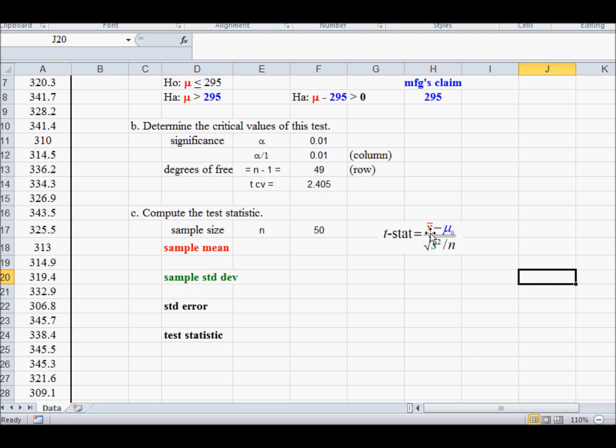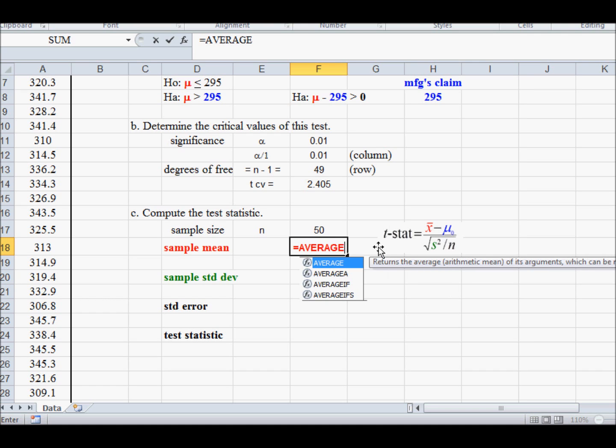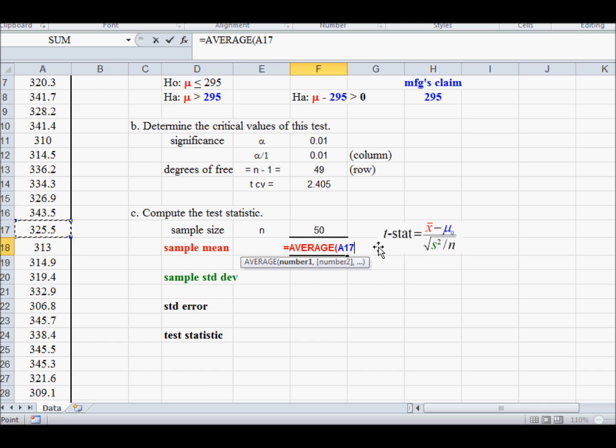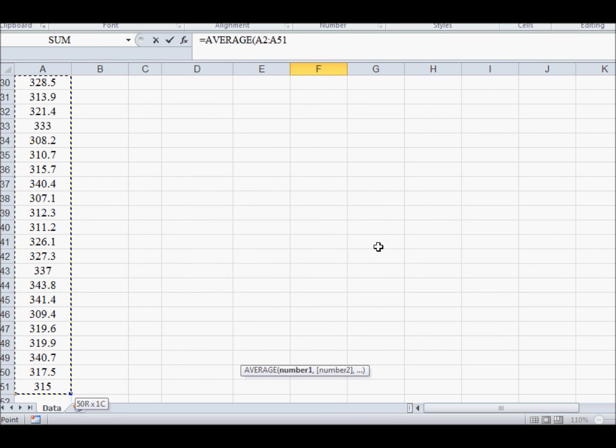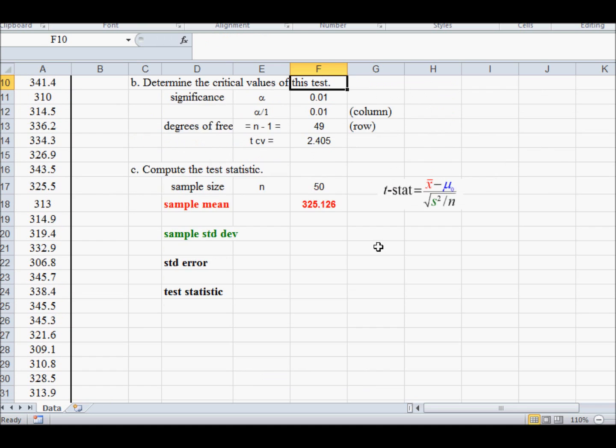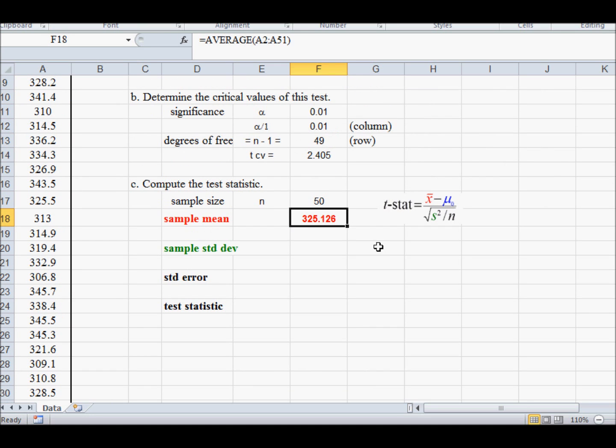If I knew the population mean, this would be mu. But we don't know the population mean. That's the whole point of the problem. But we estimate the population mean with the sample mean. So the sample mean is the point estimate of the population mean. And in Excel, we find it by just typing equal average. And then we highlight the data. And our sample mean is 325.126.